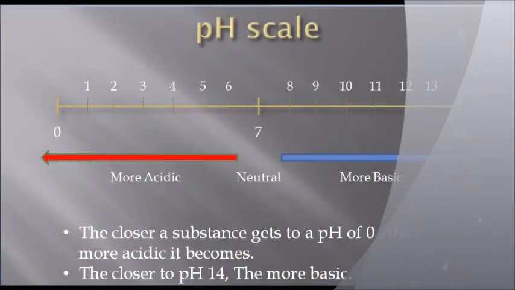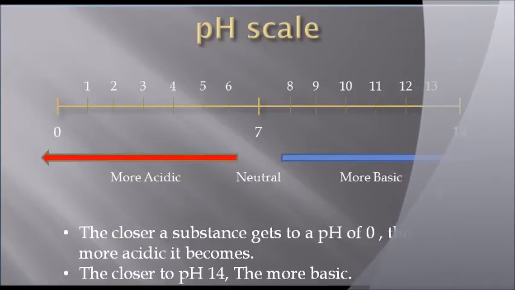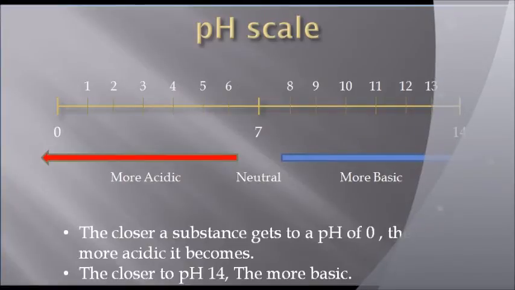This is a pH scale. It helps you to identify whether a substance is an acid or a base. As you can tell, the closer a substance gets to a pH of 0, the more acidic it is. And as it becomes closer to a pH of 14, the more basic it is. Distilled water always has a pH of 7, which is neither an acid nor a base. Instead, it's just neutral.